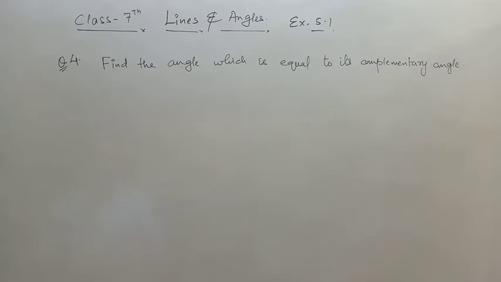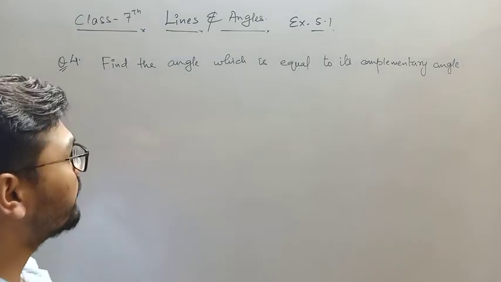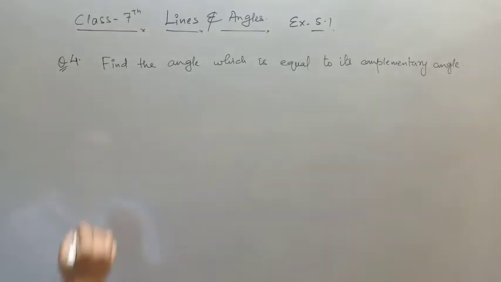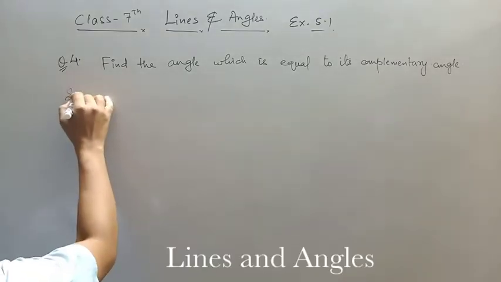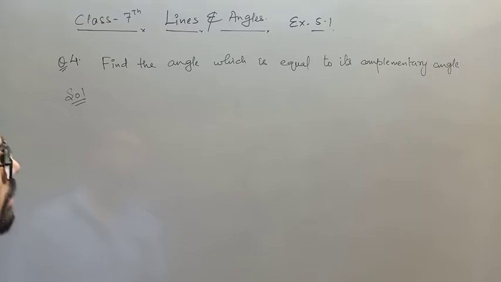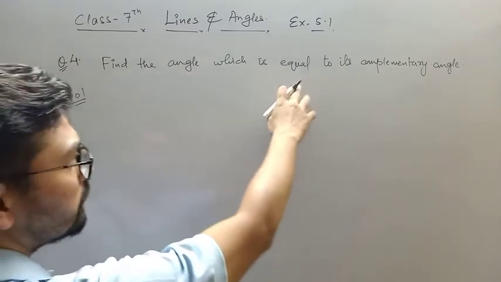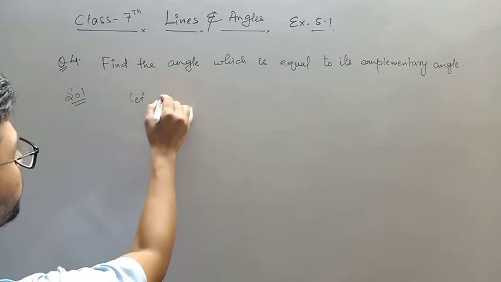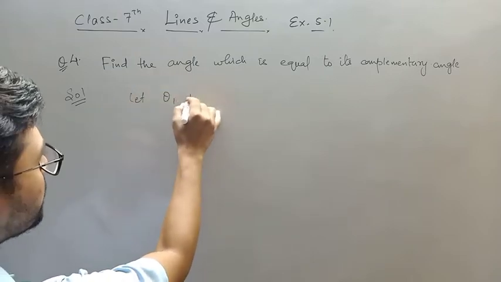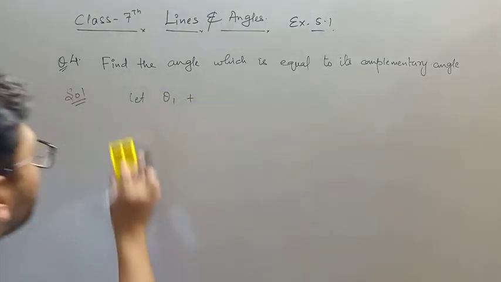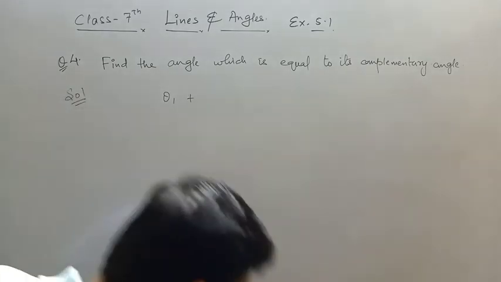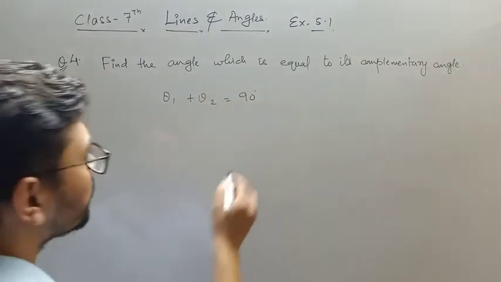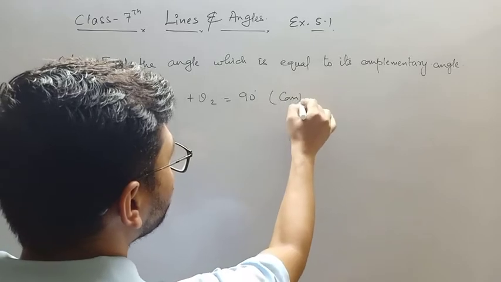Now the next question is: find the angle which is equal to its complementary angle. Let theta 1 plus theta 2 be equal to 90 degrees for complementary angles.